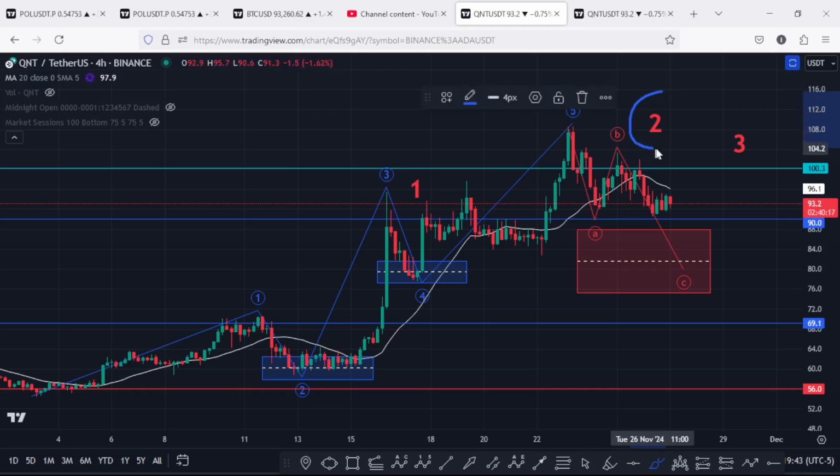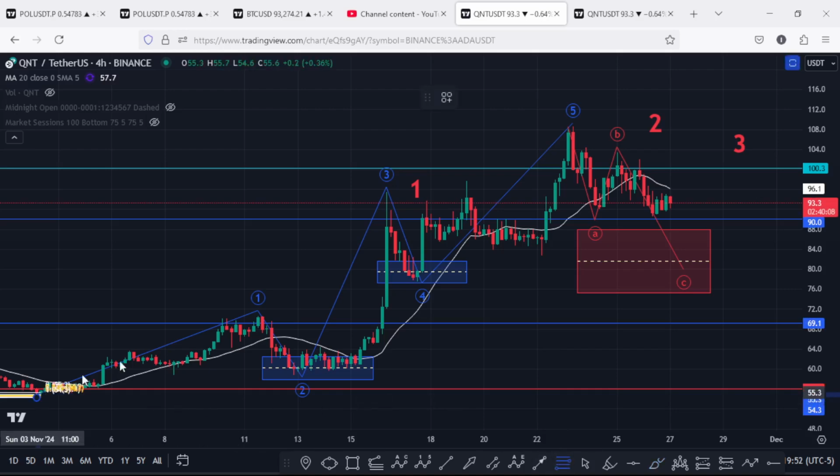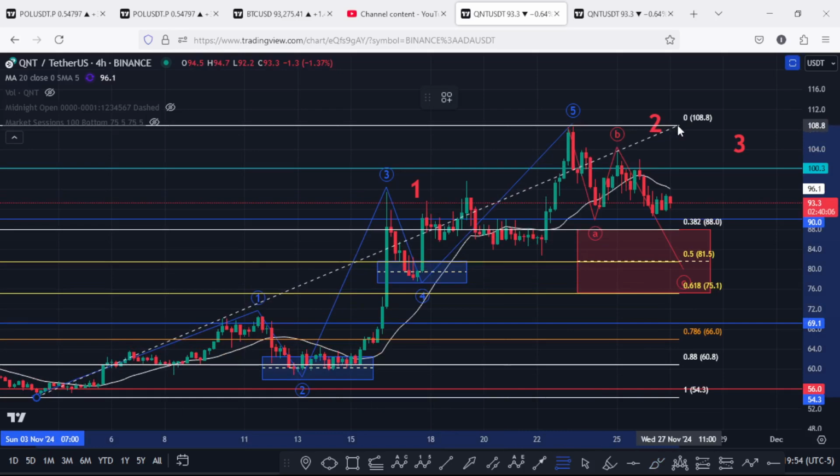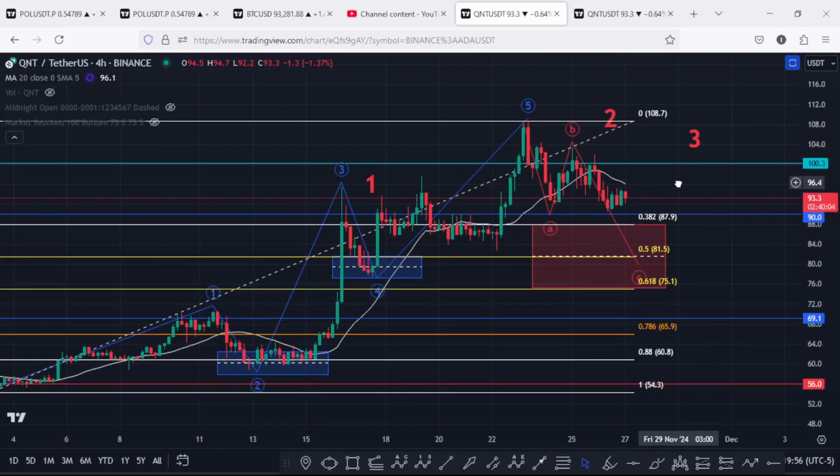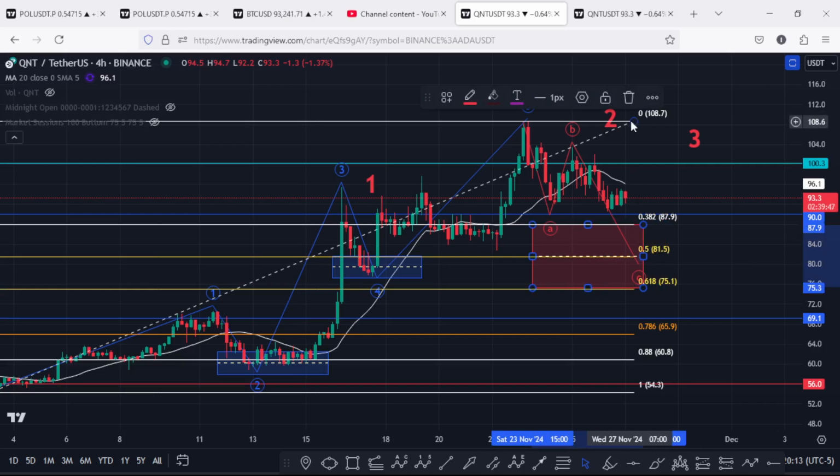structure in an Elliott wave count 2, whose minimum target areas can be given using the Fibonaccis, connecting the fibs from the low of the first wave to the high of the wave 1, giving me a minimum pullback target area between the fib level 0.382 and the fib level 0.618, and that is between the 87.9 and the 75.1 USDT, the area that I have marked here on the charts using this retarget area.